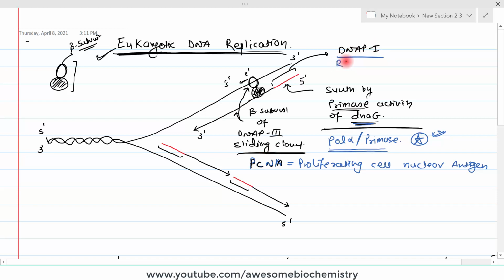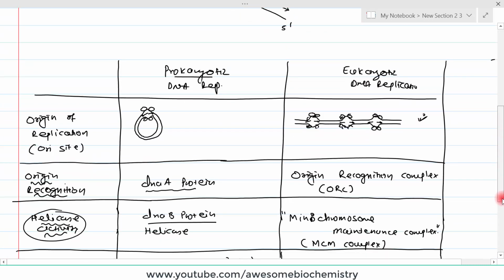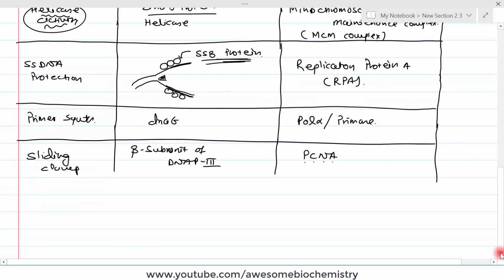One is RNase H. This is one enzyme which can remove this RNA primer in eukaryotes, and the second enzyme is flap endonuclease 1, which is also known as the FEN1 protein. So these two enzymes are responsible for the removal of RNA primer in eukaryotic DNA replication. These are the major differences between prokaryotic and eukaryotic DNA replication.